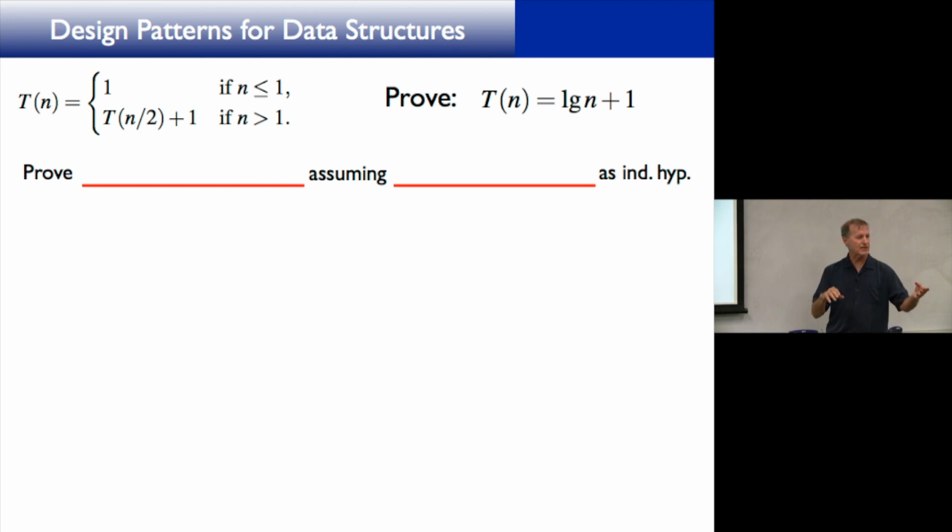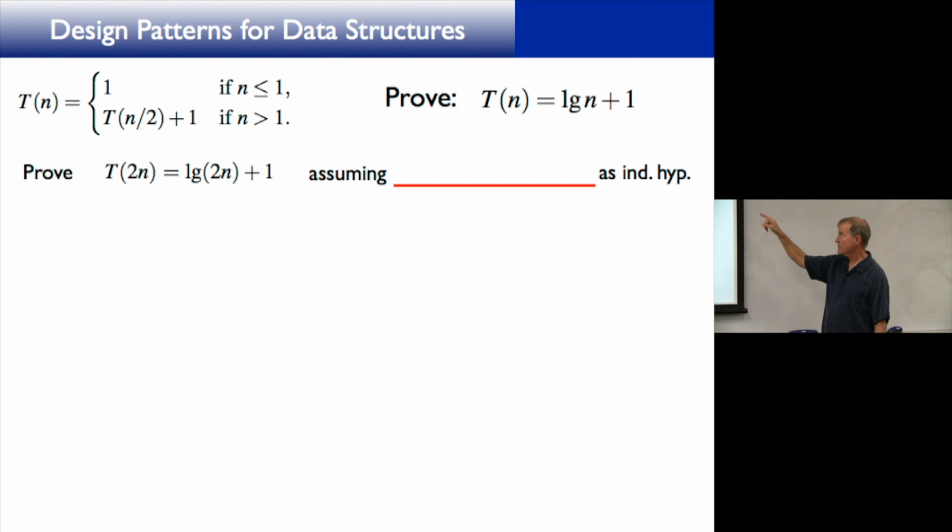So what did you say? T of 2n equals log 2n plus 1. So t of 2n equals log 2n plus 1, assuming what? Assuming t of n equals log n plus 1 as the inductive hypothesis.